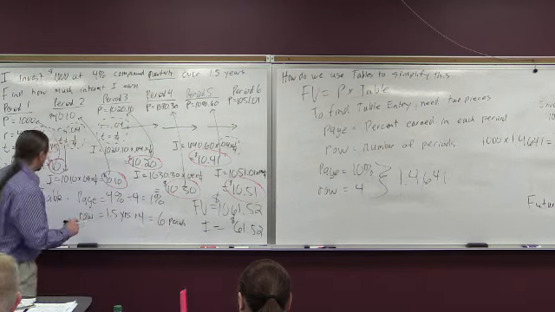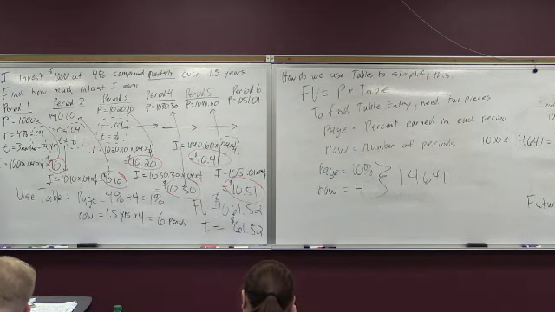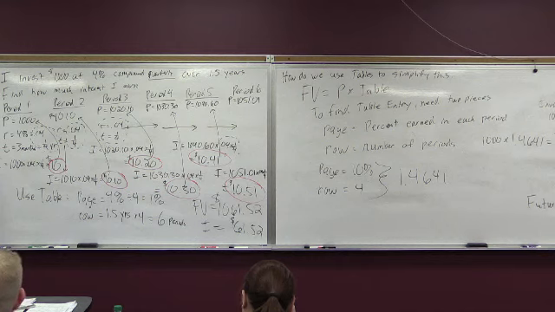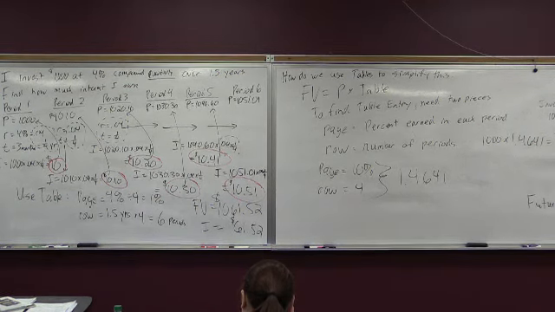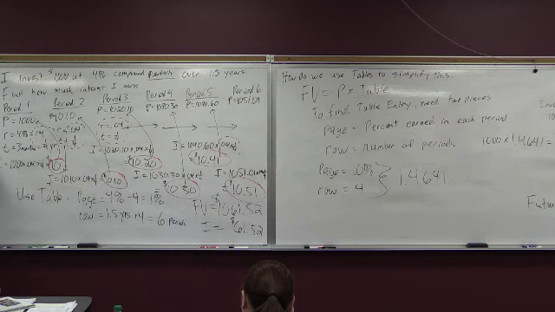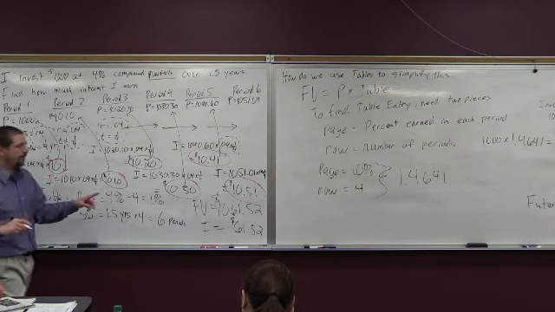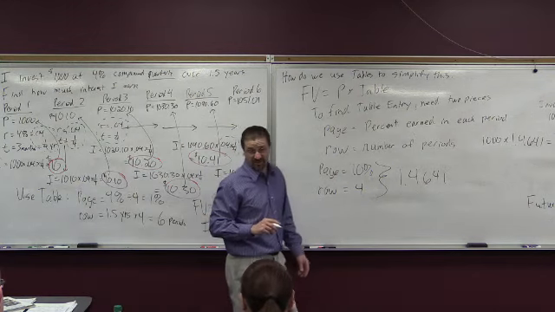Row 6, what's our number there? 1.0615. Multiply that by 1,000. What do you get? 1061.5. And what do you note about the two numbers this time? 2 cents short. They took 2 cents away.